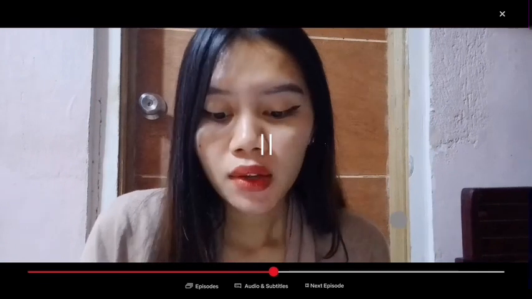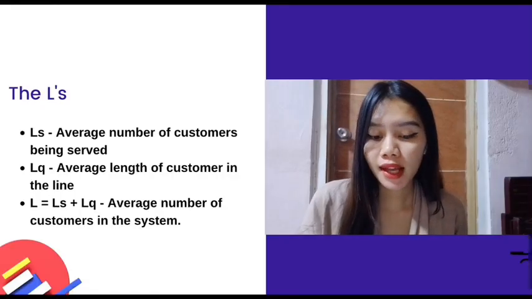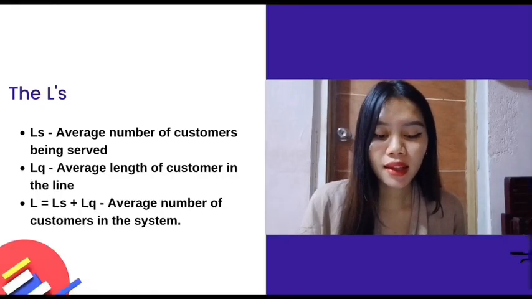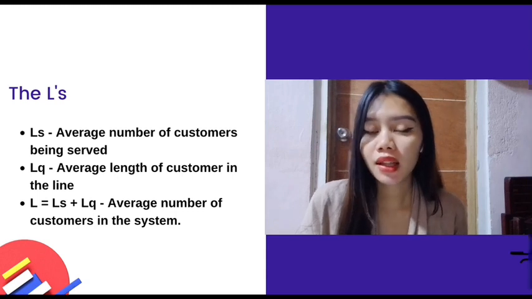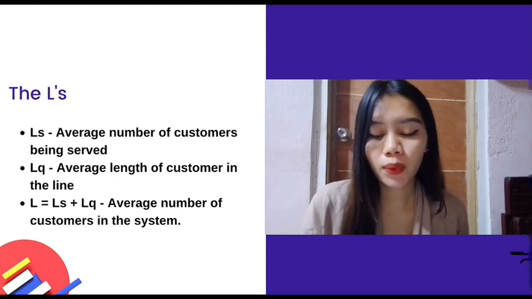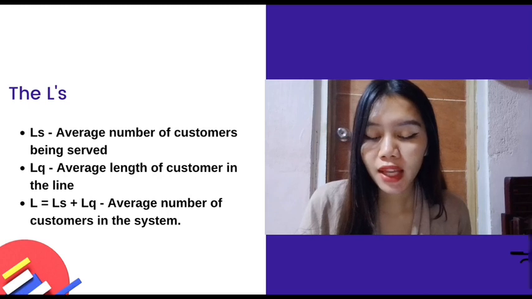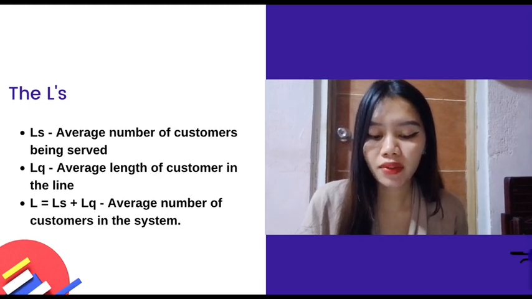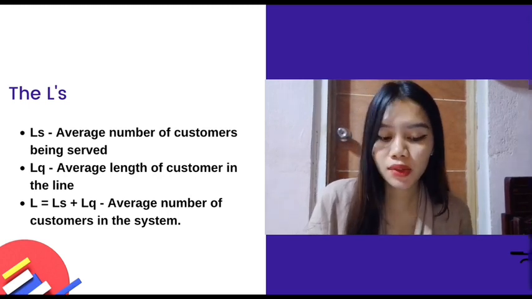So here, I will basically give you the sets of performance measures that we will monitor in the queuing system. We actually have 4 sets, and the first set that we have is the Ls, which represents the length of queue. Here, Ls represents the average number of customers being served.